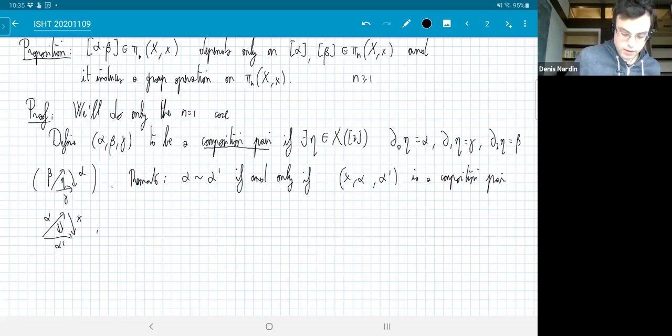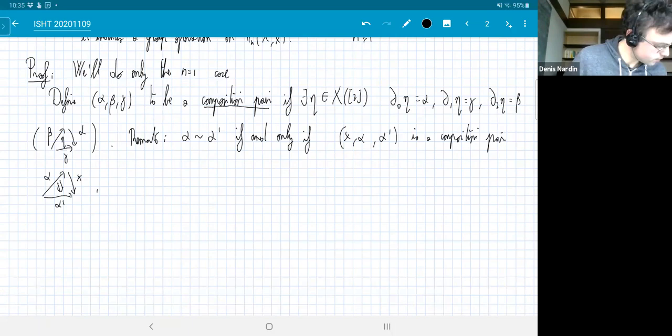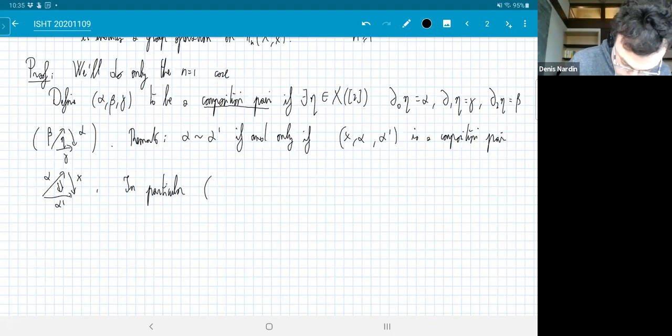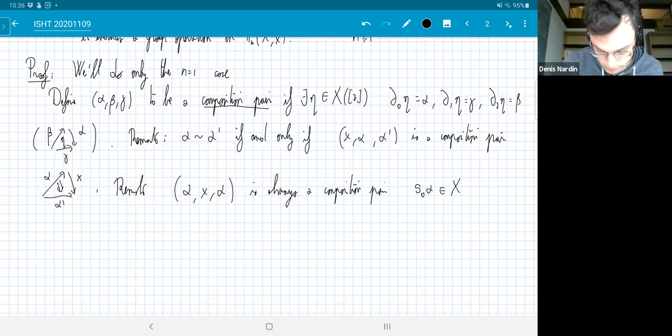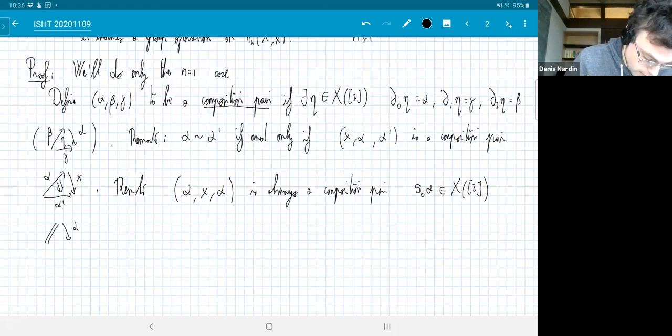So now the observation is the following. Oh, and also the other remark, in particular, that alpha X alpha is always a composition pair. Yeah? Because you can take S0 alpha as a two simplex. It's doing this thing.